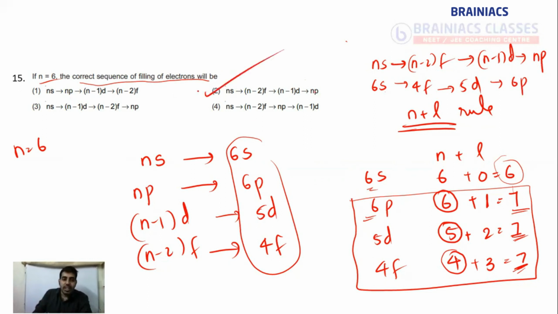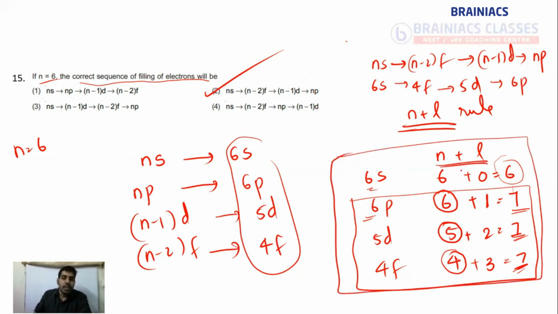So to find the sequence of filling of electrons, find the energy of each orbital using the n plus l rule. If more than one orbital possesses the same n plus l value, then the orbital having higher n value will have higher energy and the orbital having lower n value will have lower energy. I think it's clear. So the answer is option 2.